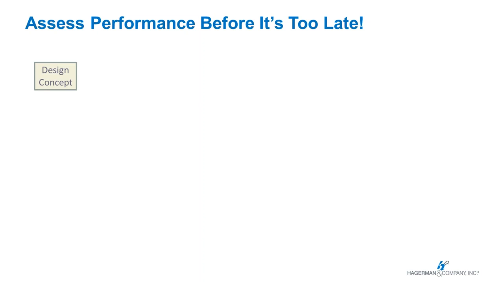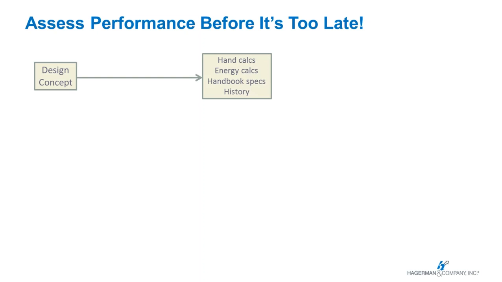So what we're trying to do here, obviously, and I've tried to sort of intimate this through the examples I've shown you, is to assess performance before it's too late. And typically speaking, from my many meetings with companies in the AEC and MEP world, a typical process, and I've simplified this just for effect to some extent, but it starts with a design concept. We produce hand calcs and energy calcs, handbook specs, and use the history and experience that we've got, and then we go to an install.